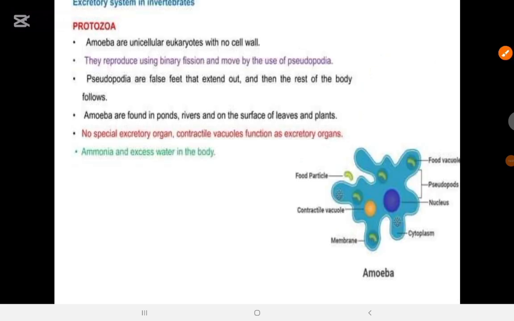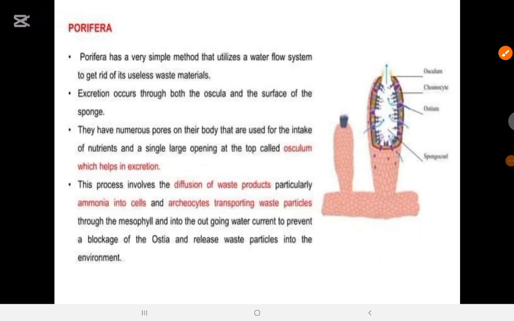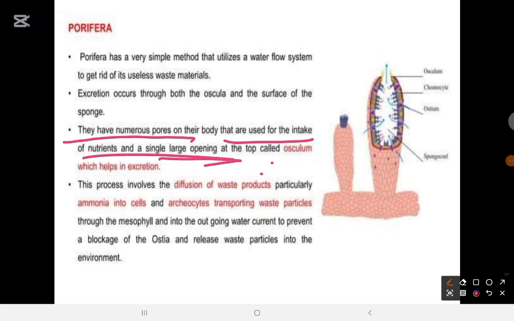So we said it has a simple body and that they have numerous spores, is that okay? Which we call ostia. And there's a large opening at the top called the osculum, which helps in excretion. Now, the process involves diffusion of waste products, particularly ammonia, into the cells and archaeocytes. Now, archaeocytes, the word archaeo means old. Like old cells. The word cyto means cells. So they are just like saying old cells.